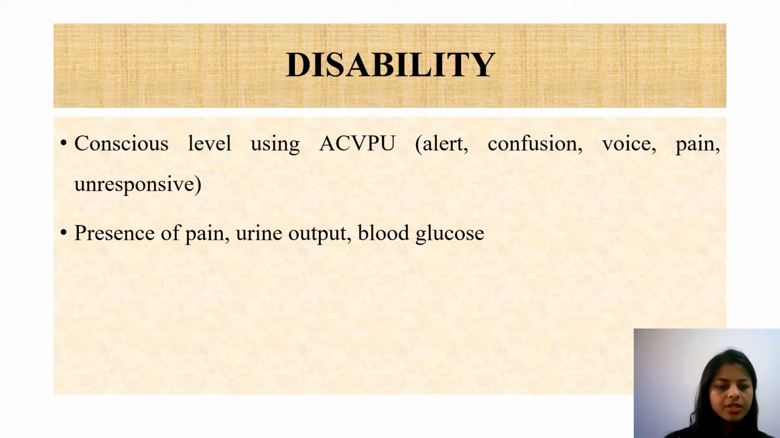And then you have to check for the presence of pain, whether the patient is having pain, and check the urine output, whether the patient is having any difficulty passing urine. And then you have to ask the patient whether someone has checked the blood glucose today. If it has been checked, then you can ask the examiner for the blood glucose level, and they will tell whether it is normal or abnormal.